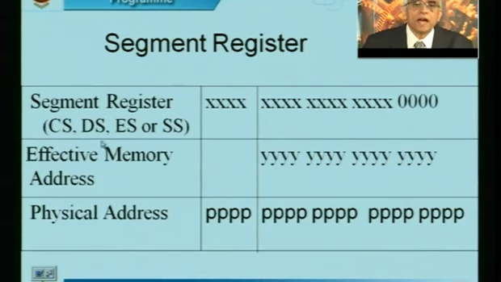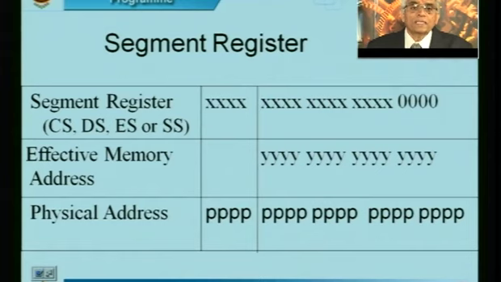The effective memory address is given by the instruction pointer to access the code, or, for accessing data using the data segment and extra segment, by registers such as the BX register, source index register and destination index register, which have already been mentioned. The application of these registers is to access the memory.